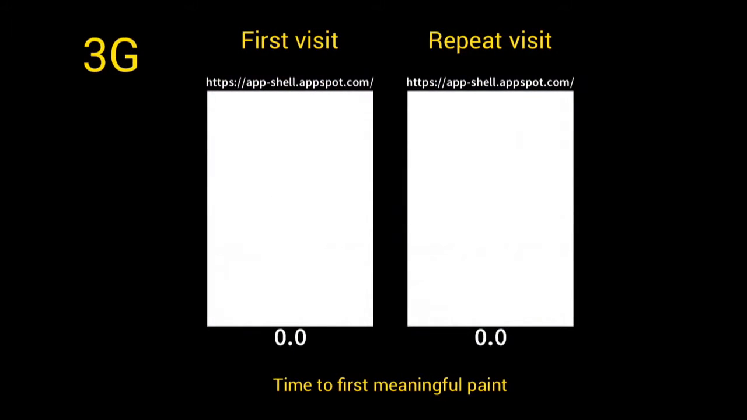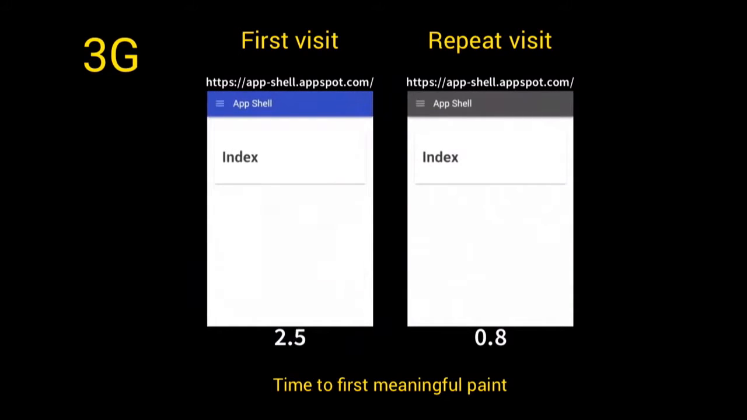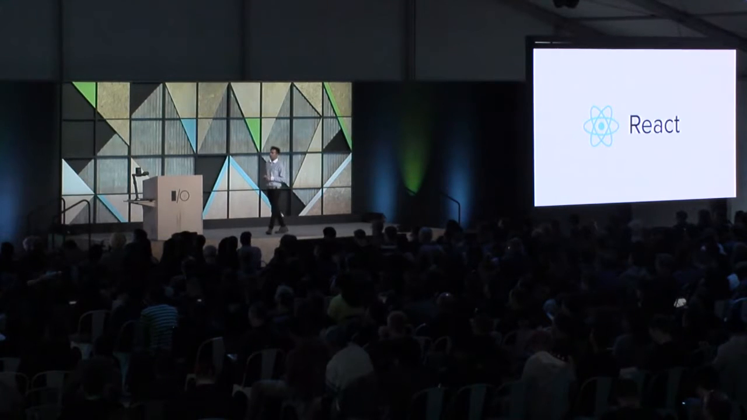What you'll see if this is working there is on repeat view, it's almost instant. This is like the simplest version of the application shell architecture we could come up with. And you've got instant performance for the repeat visit compared to the first visit where it took much, much longer. So let's talk about React.